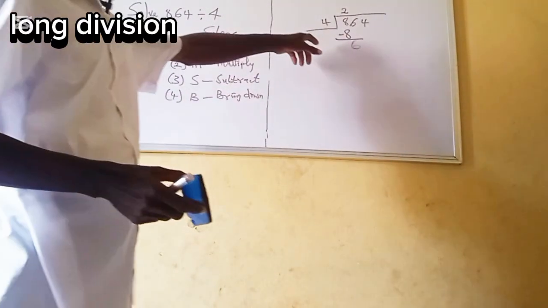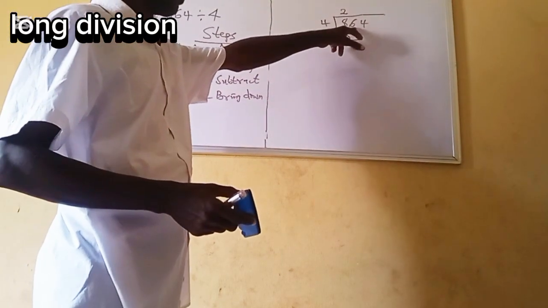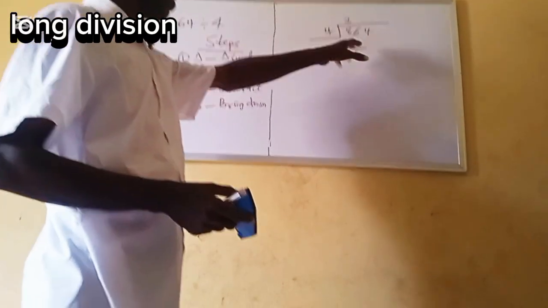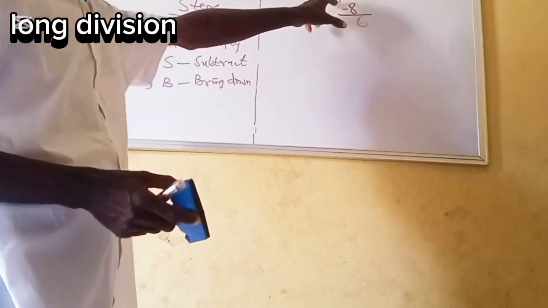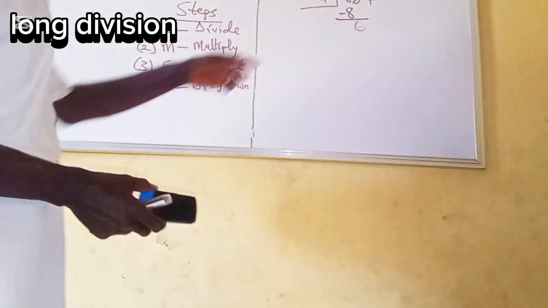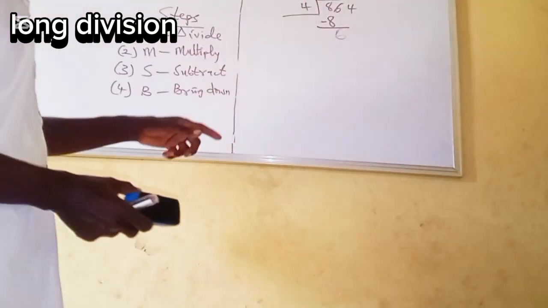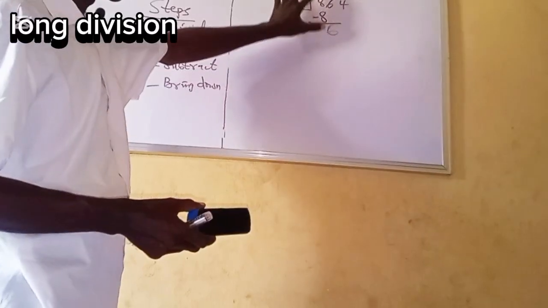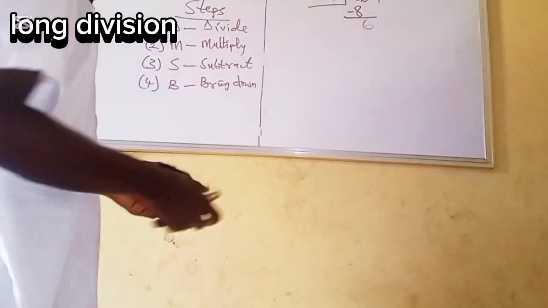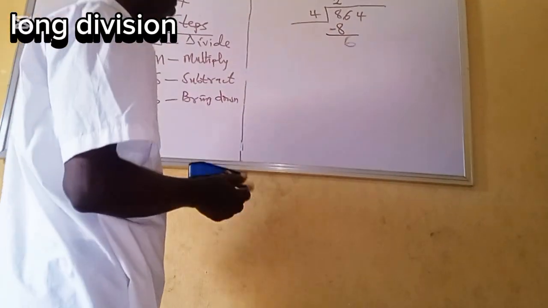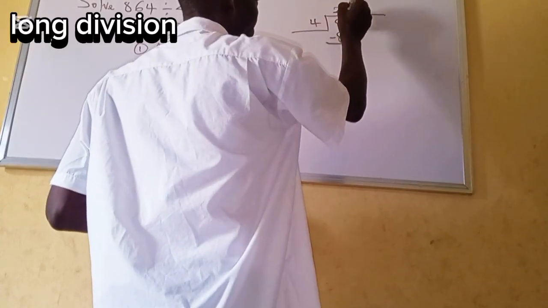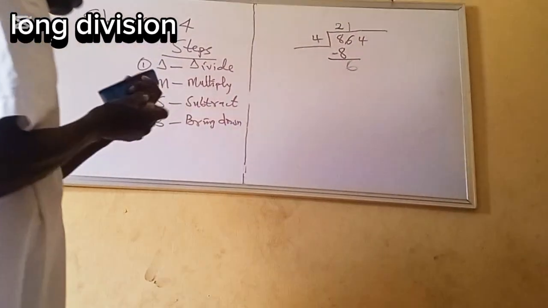Now we have gone through the 4th step. Now you divide again. You repeat everything until the final result is 0 here. So 6 divided by 4 will give you 1. That is the first step.